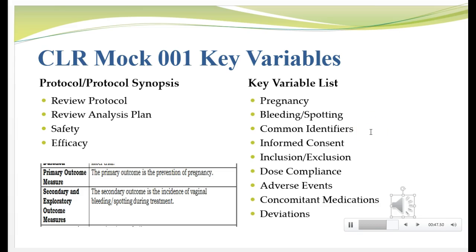You have to know who the patient is. That deals with randomization. Informed consent. They have to have consented. Were they following inclusion-exclusion criteria? Did they comply with the dosing schedule? Were there adverse events? Were there concomitant medications or other deviations that could impact the data or the compliance with GCP?